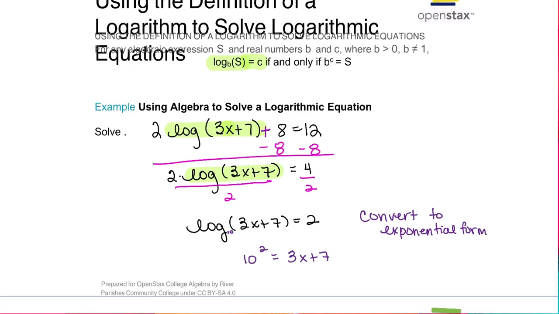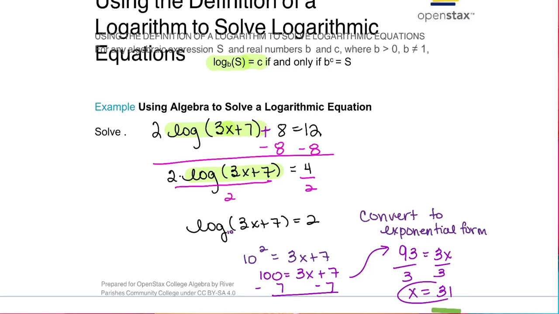Now you have regular numbers in an equation. So you can just say 10 squared, which is 100, equals 3x plus 7. Subtract 7 on both sides. We get 100 minus 7 is 93 equals 3x, and divide both sides by 3, and we get x equals 31.